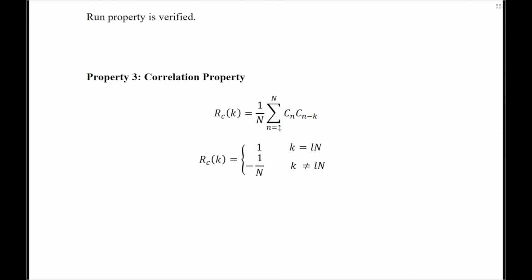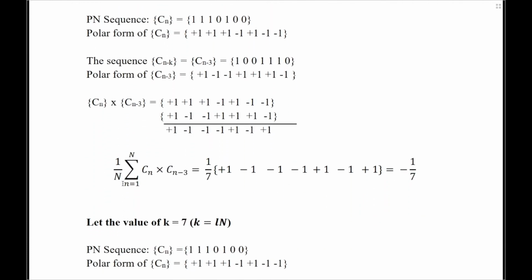Then, as per the equation, we sum all the values of the multiplication product and divide it by n, which is what is shown here. So, 1 by N into the summation, n varying from 1 to capital N, Cn multiplied by Cn minus 3, equals 1 by 7, which is the 1 by N part, multiplied by the summation of all of these contents, which is what is given here. If you look at these contents clearly, you will find there are 3 plus 1s, 1, 2 and 3, and 4 minus 1s, 1, 2, 3 and 4. So, the total of this addition will be -1. This when multiplied by 1 by 7 will form -1 by 7, which equals -1 by N.